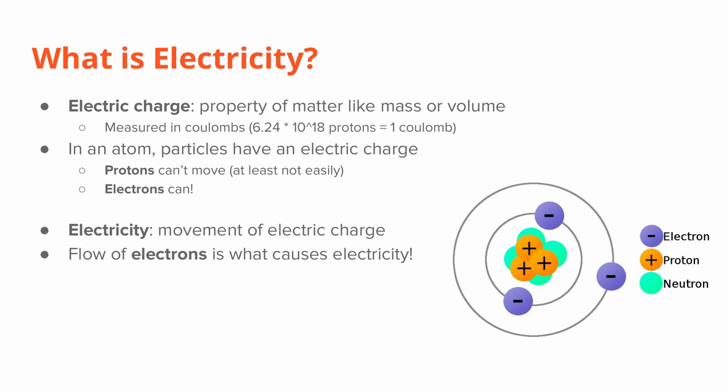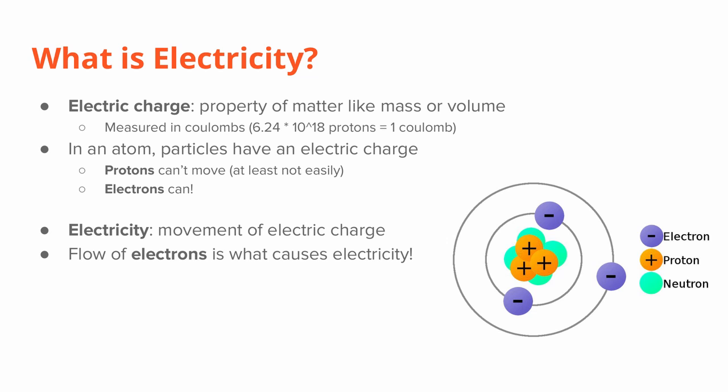So now we can discuss what exactly is electricity. Electricity is the movement of electric charges. If we look at an atom, protons are stuck in the nucleus, so they can't move easily, and so they can't make up electricity because they're fixed in place. However, electrons are just orbiting around the nucleus freely and can move easily, so these electrons are actually what's flowing from one atom to the next, making up electricity.